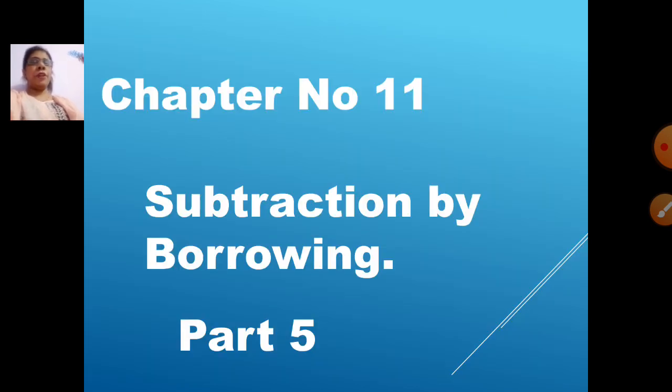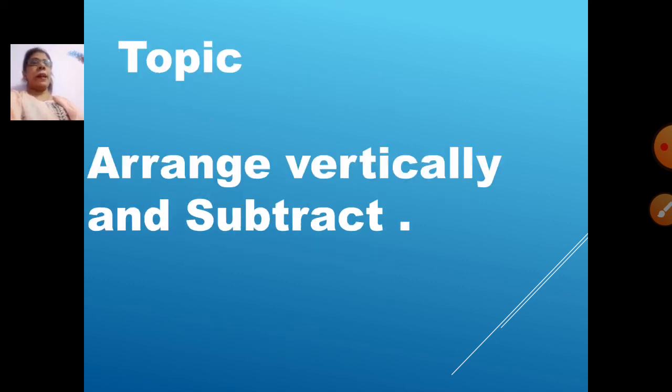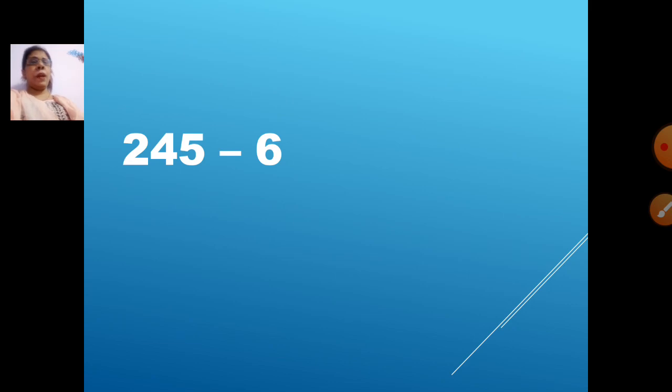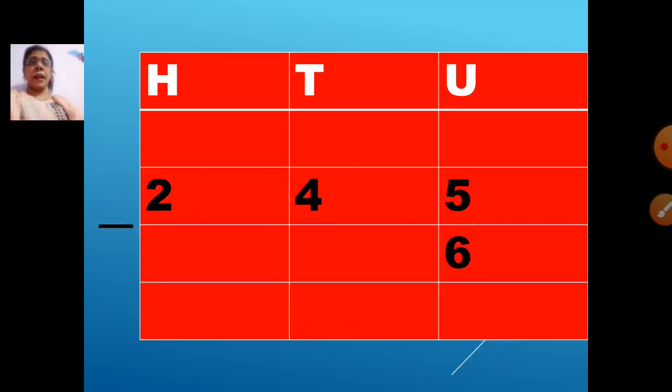You are going to write on a fresh page chapter number 11, subtraction by borrowing. Okay. No, don't write part 5. After that write the topic. Write just: arrange vertically and subtract. After that leave 2 lines. Write the number. Write this HTU.